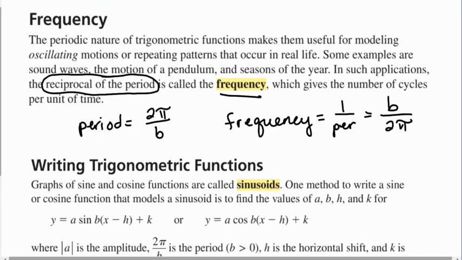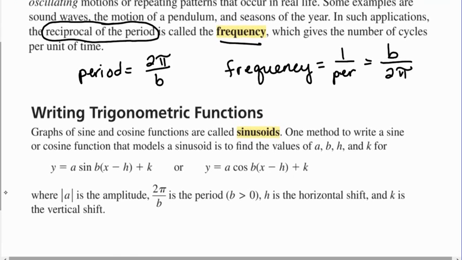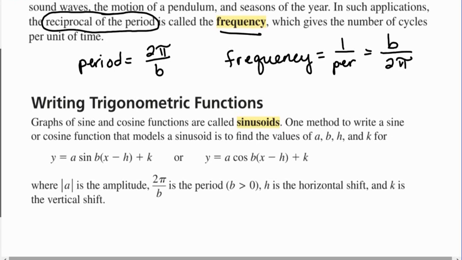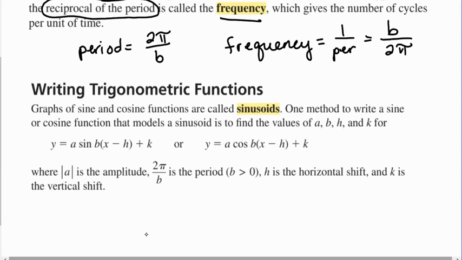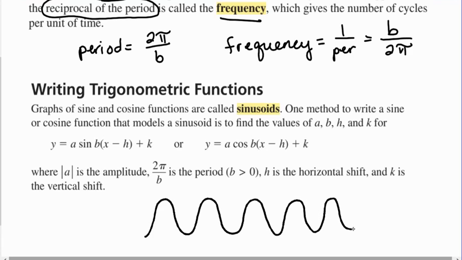The other vocabulary term that we need to know is this term called a sinusoid. A sinusoid is basically any occurrence that can be modeled with a wave type of graph, because we call a wave type of graph a sinusoidal function or a sinusoidal model.